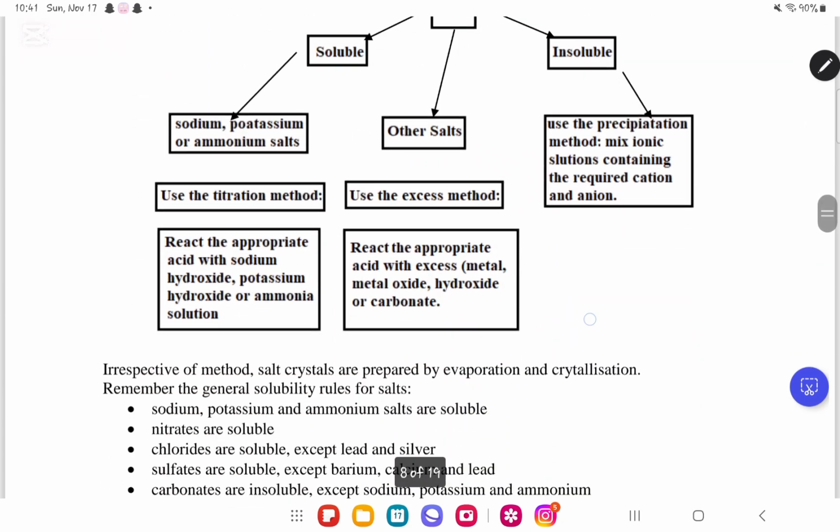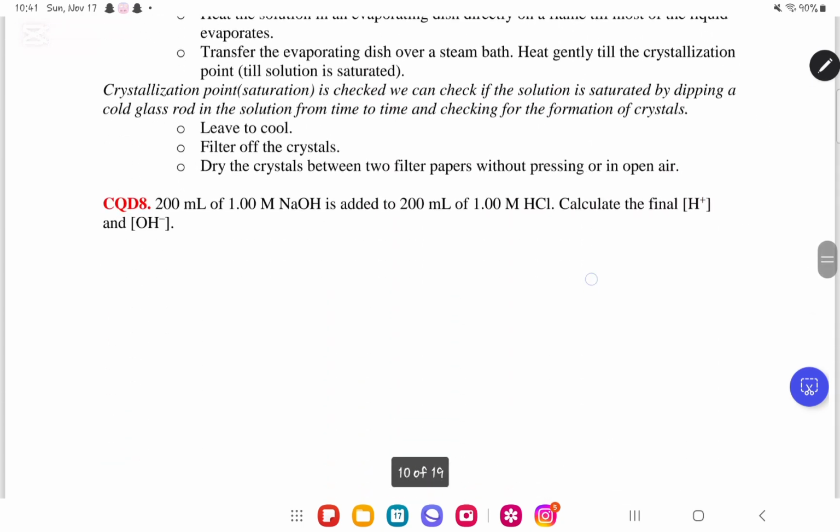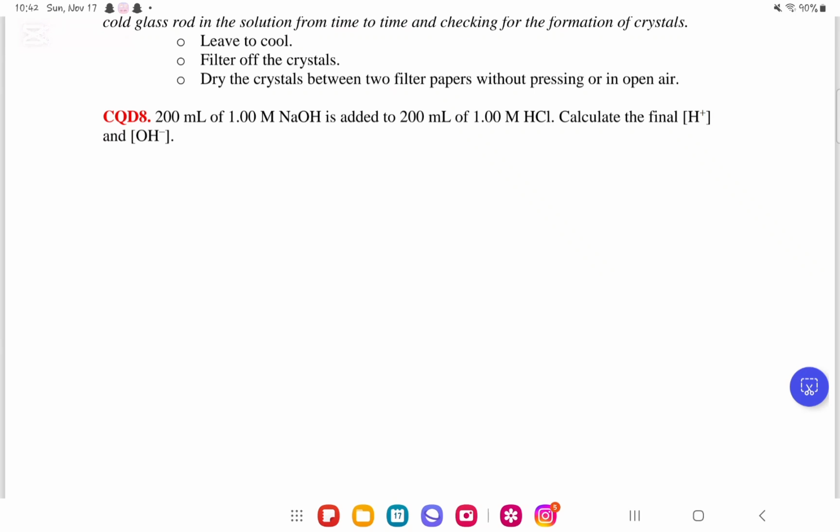Now we move on to the salt preparation, CQD number 8. They need us to calculate the final concentration of H+ and concentration of OH-. Okay, the very first thing we're gonna do is break it into their ions. We have Na+, OH-. Then here we have H+ and Cl-. Now, let us calculate their concentrations.